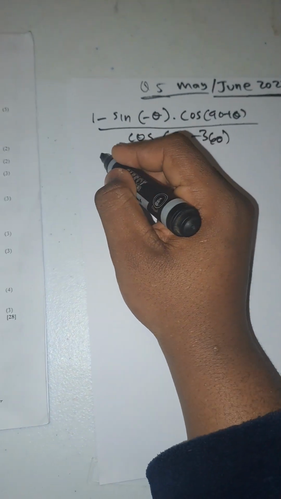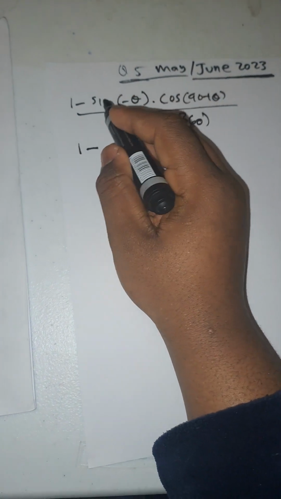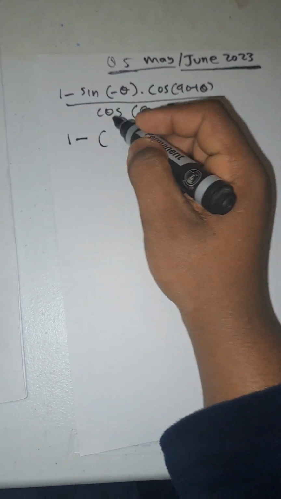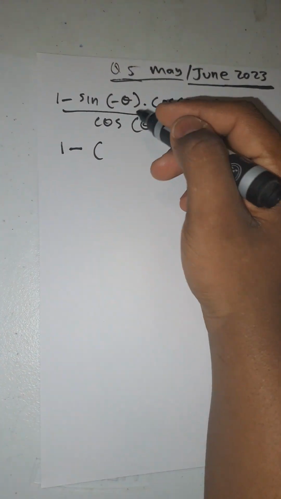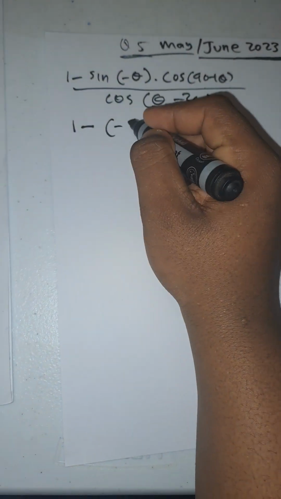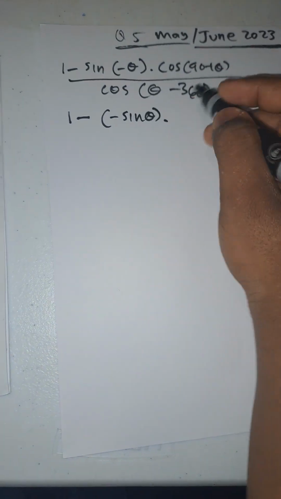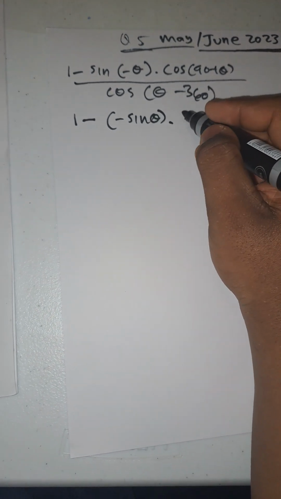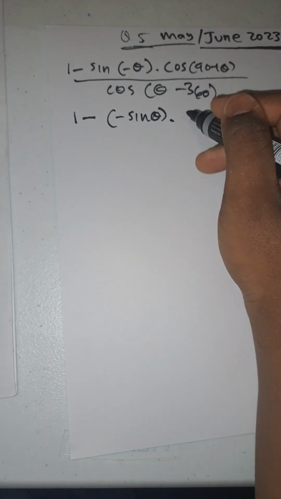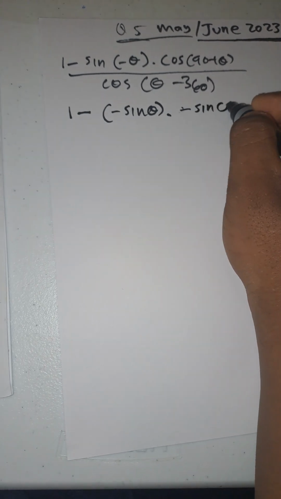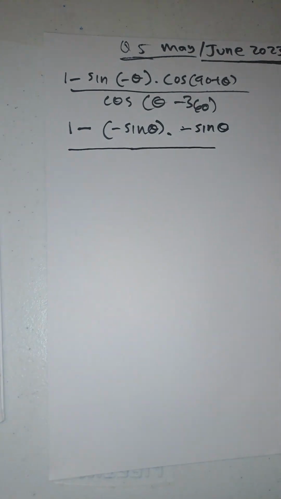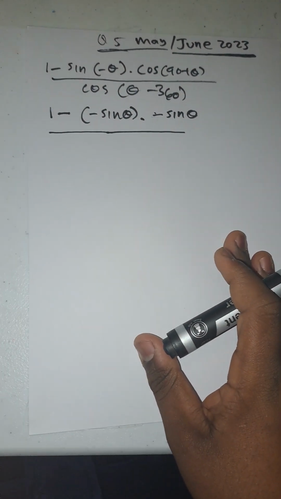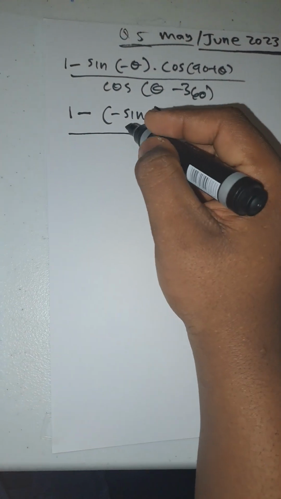It is the same as saying I have 1 minus sine negative theta. Remember the negative angles. This is the same as minus sine theta, step by step, times cos 90 plus theta, which is negative sine theta. Don't forget your quadrants, guys. Over cos theta minus 360. So this is the same as what?